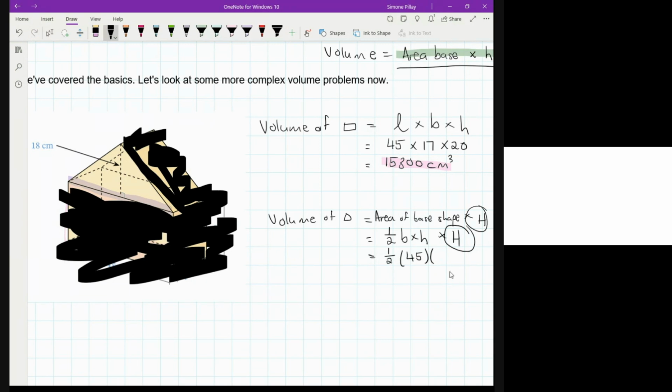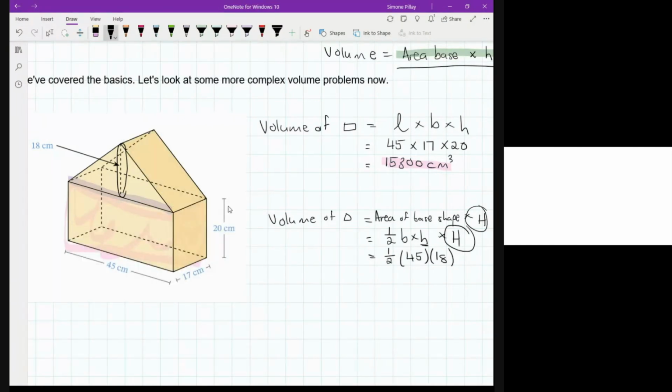18 centimeters, ma'am. It is 18. So I want you to be super careful, and this is why I differentiate between the big H and the small h. The small h over here represents the height of my triangle, but the big H represents the height of the whole shape.